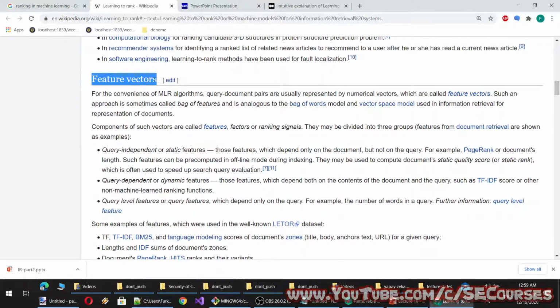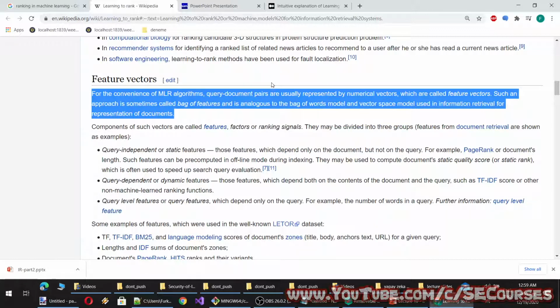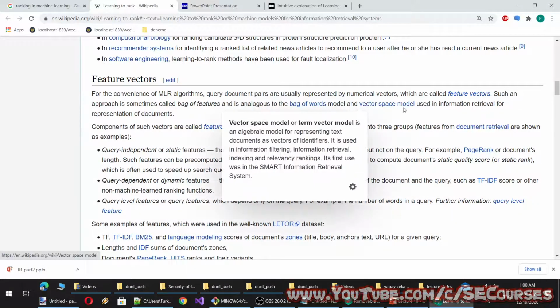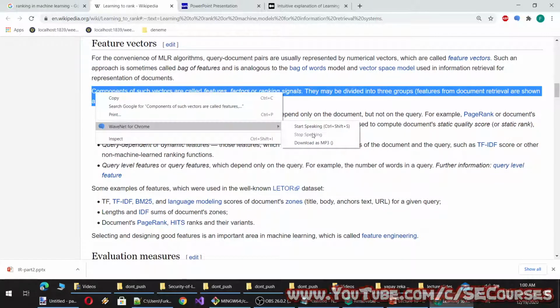Okay, so feature vectors. For the convenience of MLR algorithms, query document pairs are usually represented by numerical vectors, which are called feature vectors. Such an approach is sometimes called bag of features and is analogous to the bag of words model and vector space model used in information retrieval for representation of documents. We usually convert them to feature vectors.